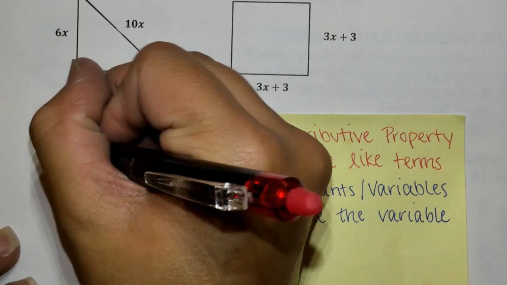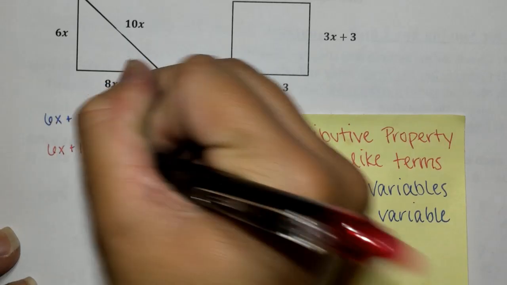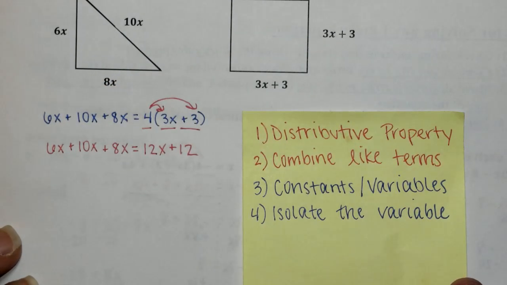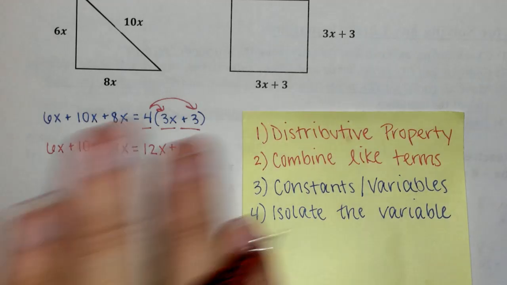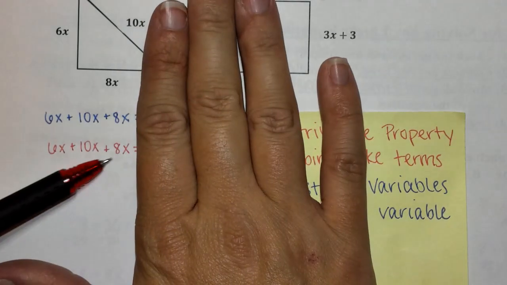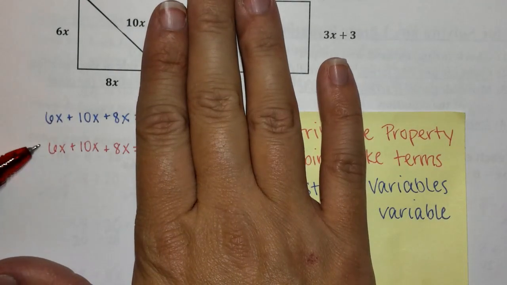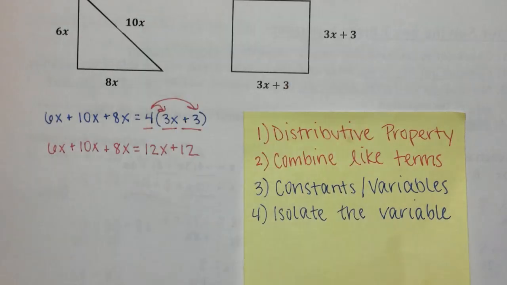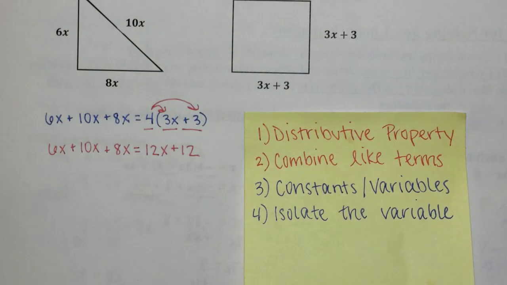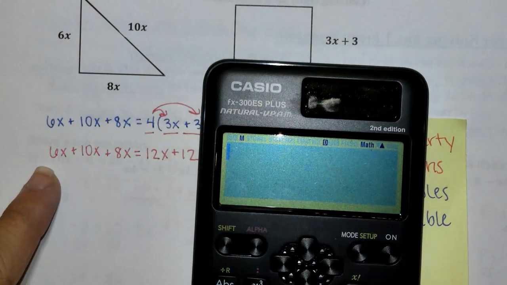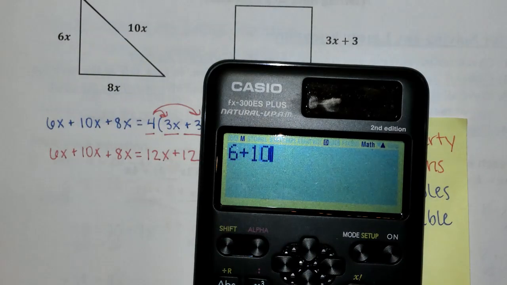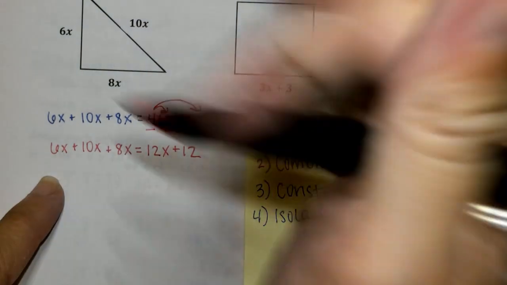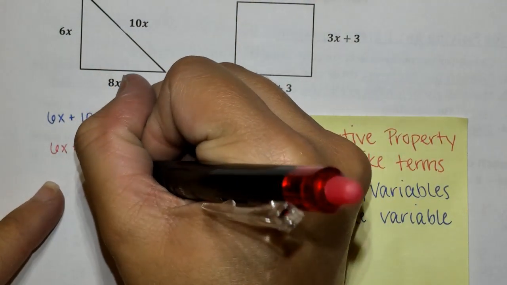We didn't do anything with it. 6x plus 10x plus 8x. All right, step 2, combine like terms. So let's look at the left side. All of those are variable terms, so we can combine all of them. 6x plus 10x plus 8x is going to be 24x. Again, double check that. All we have to type in is 6 plus 10 plus 8. 24. Don't forget your x, so it should be 24x.